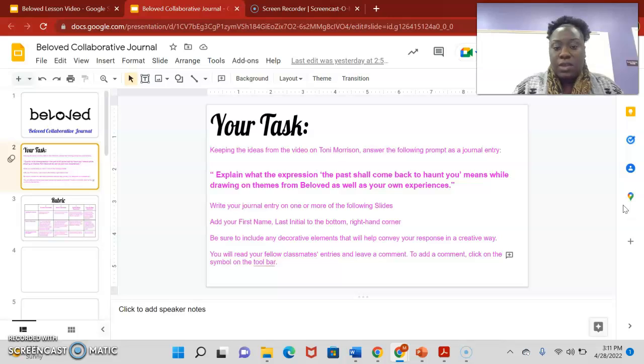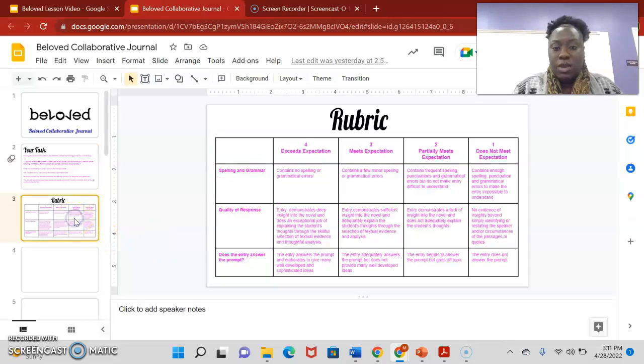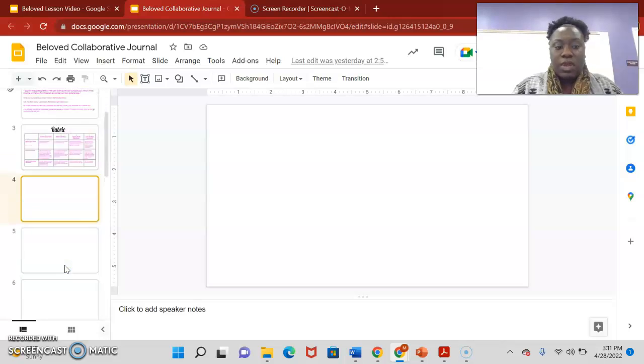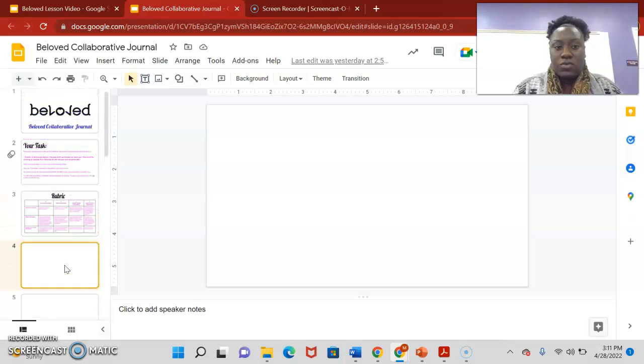Add your first name, last initial to the bottom right-hand corner. Be sure to include any decorative elements that will help convey your response in a creative way. And once you are done, you will read your fellow classmates' entries and leave a comment. To leave a comment, you just have to click on the comment symbol here. The attached rubric is on the next slide here, and the remaining slides are for students to use.